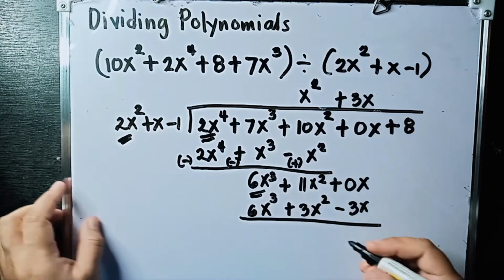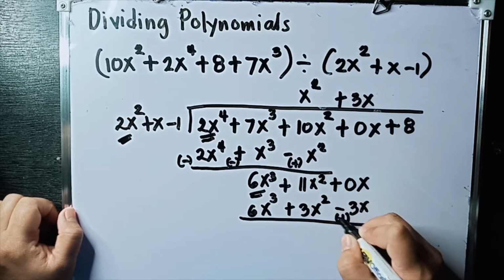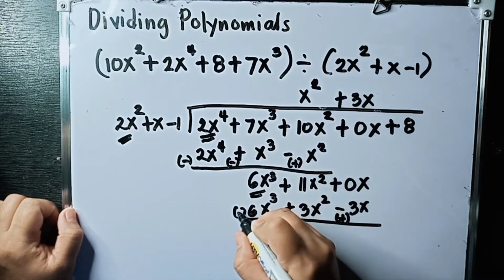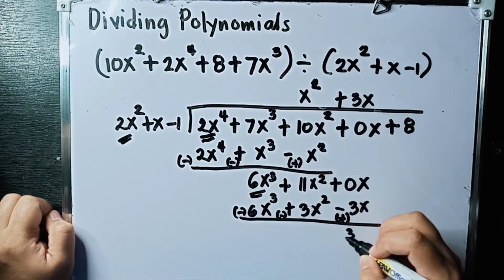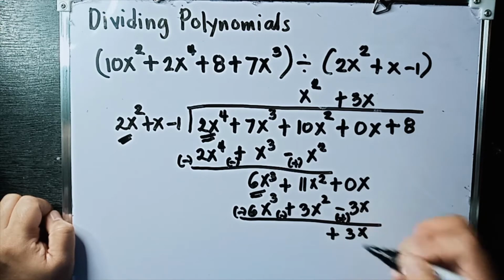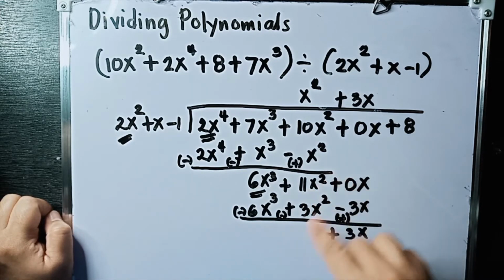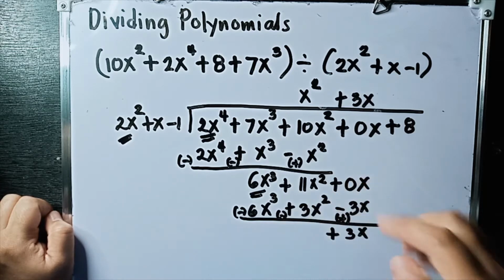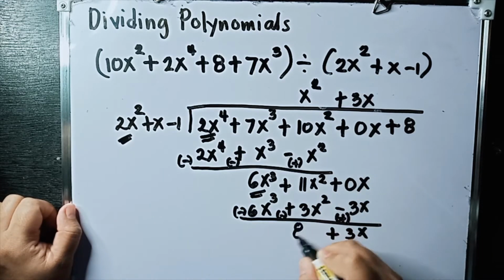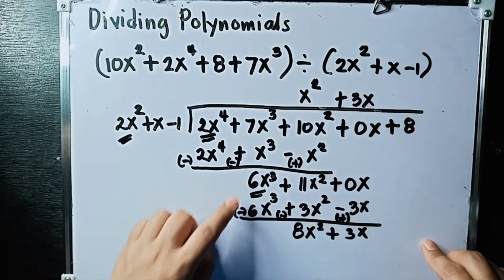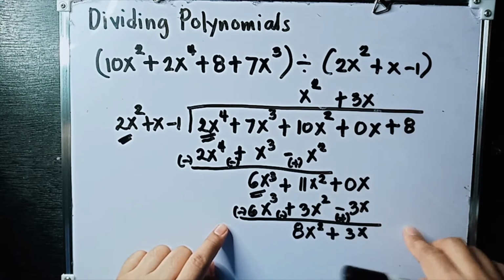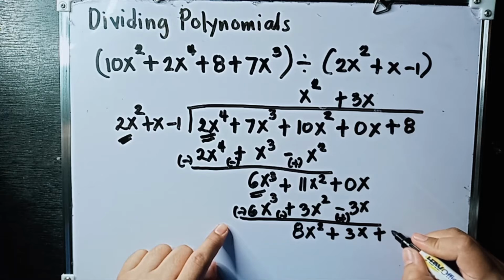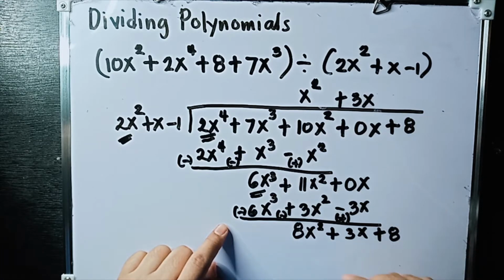Then we subtract them again. So this one will become plus, minus, and minus. So 0x plus 3x, we have positive 3x. So 11x squared minus 3x squared, we have 8x squared. 6x cubed minus 6x cubed is 0. So we have to bring down our positive 8 here. Then we just repeat the process.